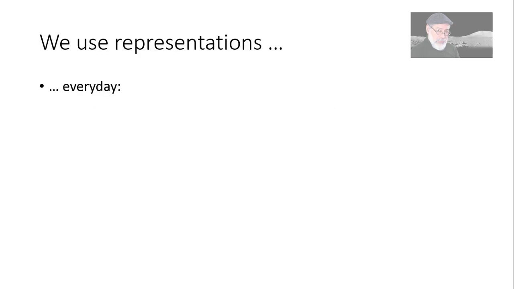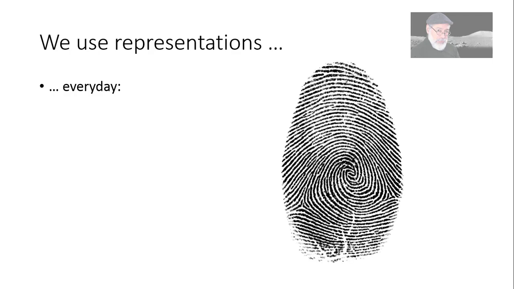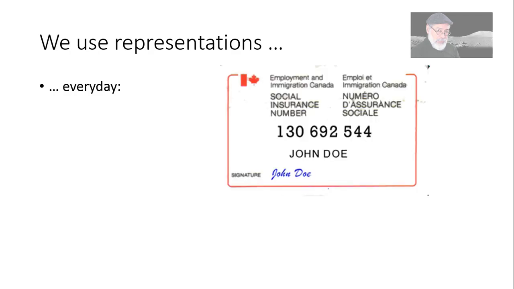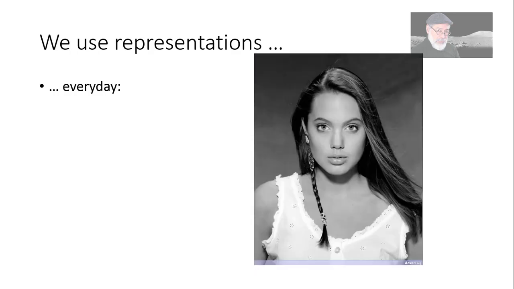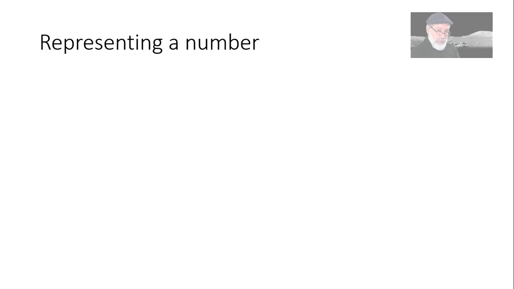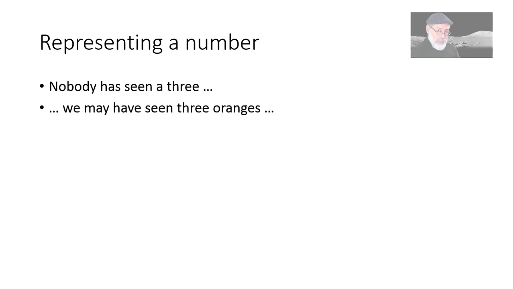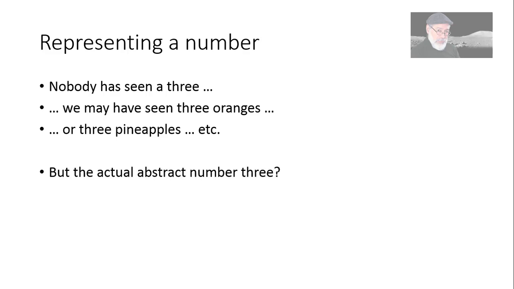In everyday use, some people think of a person as fingerprints or perhaps a social insurance number or a DNA pattern. Even a picture can represent a person, but none of them is really the person. Those are representations of the person. The same is true with numbers. Nobody has ever seen the number 3. We've seen 3 oranges, 3 pineapples, 3 bananas, right? But the number 3, the abstract number 3, no one has seen that.